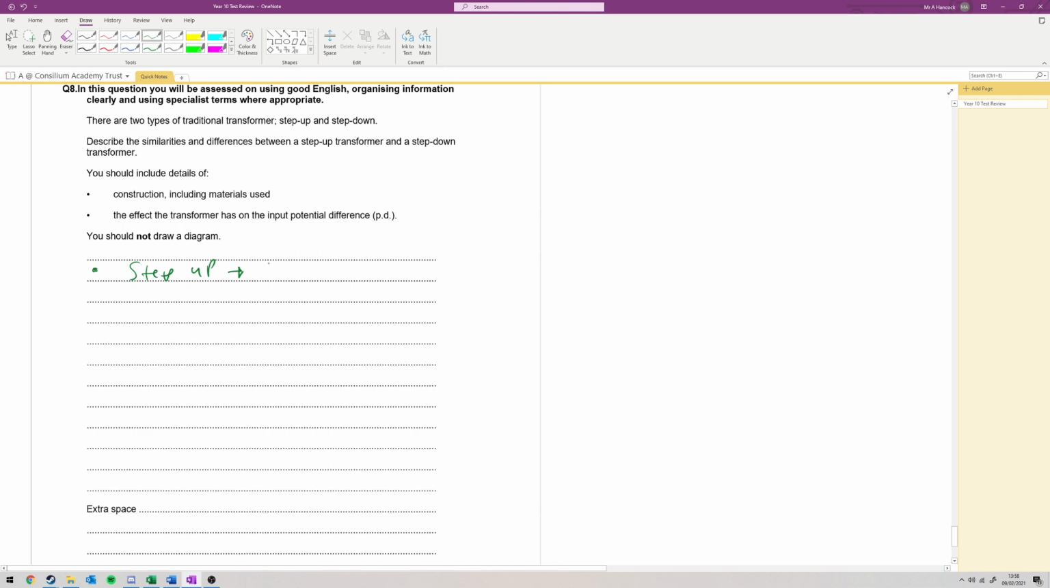Step up has the output voltage greater than the input, and they said that for a step up the turns of wire on the coil is greater on the secondary coil.